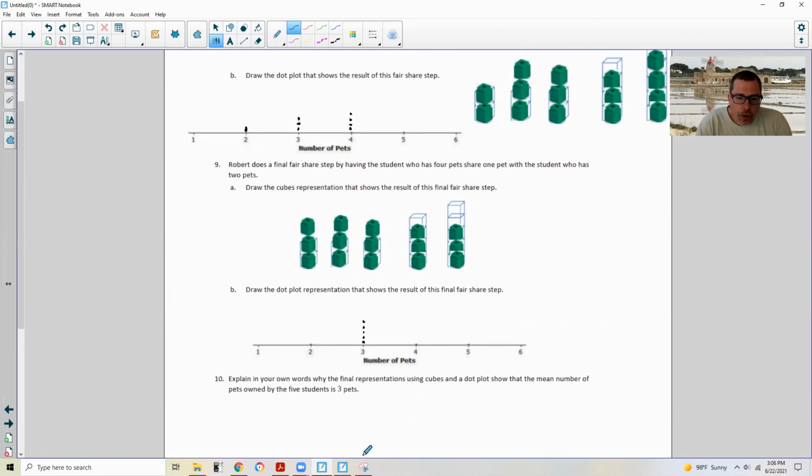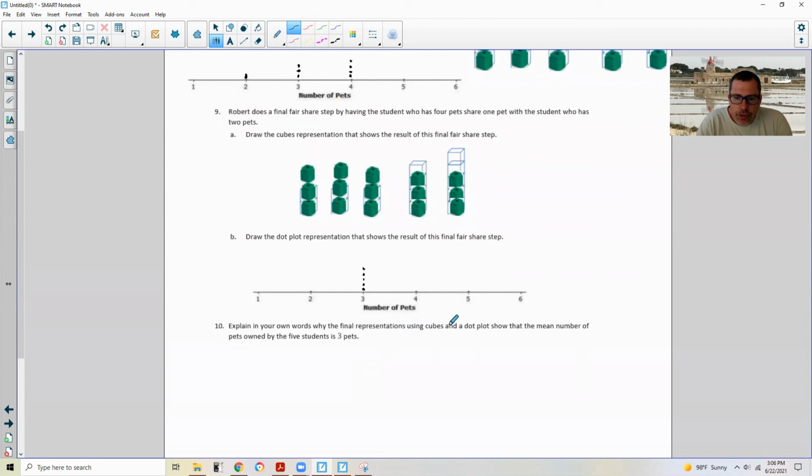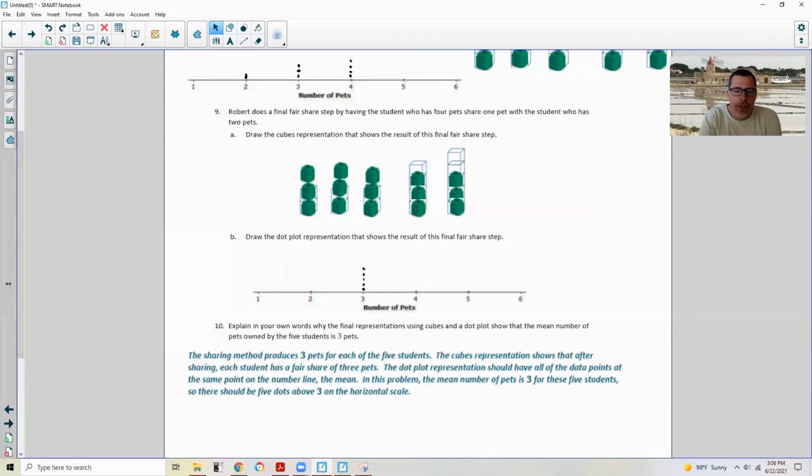Now it says explain in your own words why the final representations using cubes and a dot plot show that the mean number of pets owned by the 5 students was 3. Okay, so here's an example of an answer. The sharing method produces 3 pets for each of the 5 students. The cubes representation shows that after sharing, each student has a fair share of 3 pets. The dot plot representation should have all of the data points at the same point on the number line, the mean. In this problem, the mean number of pets is 3 for these 5 students. So there should be 5 dots above 3 on the horizontal scale.